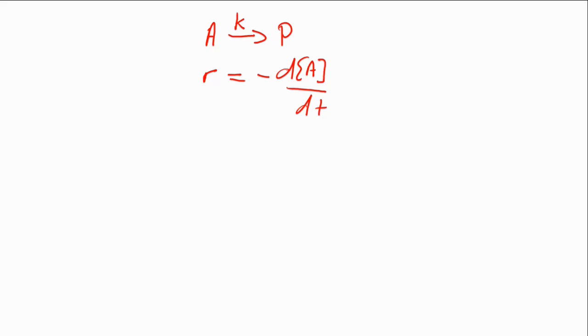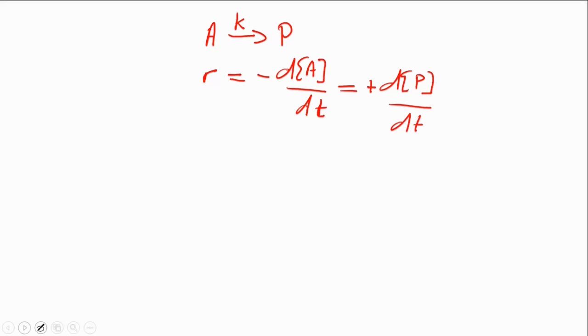telling you that we are looking at a decrease in the concentration of reactant A over time. Okay, so T here represents time. Rate is also equal to the increase in concentration of the product over time, right?